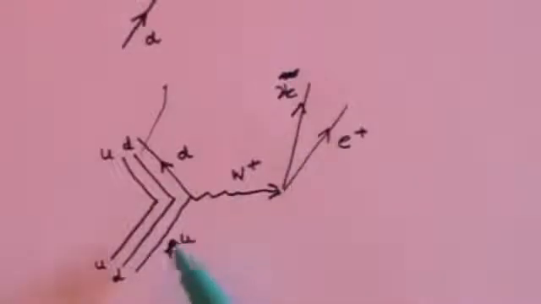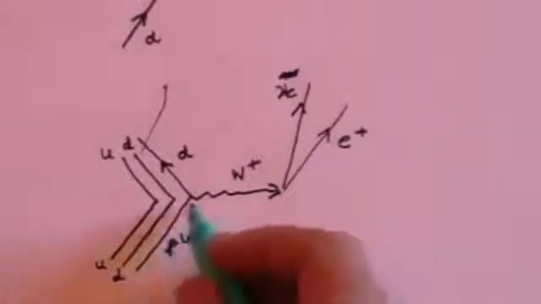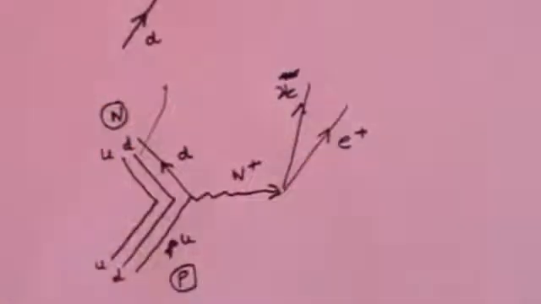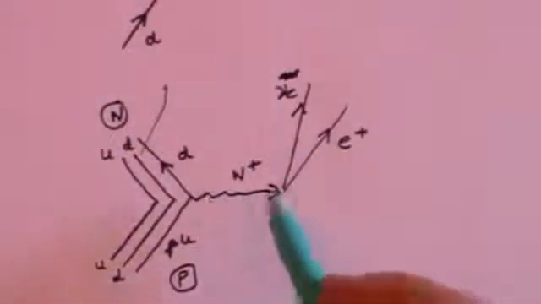And so one of the quarks, the up quark, that's this one here, changes into a down quark, and so you've got an up, down, up, which is a proton, changing into an up, down, down, which is a neutron, by virtue of the W plus.